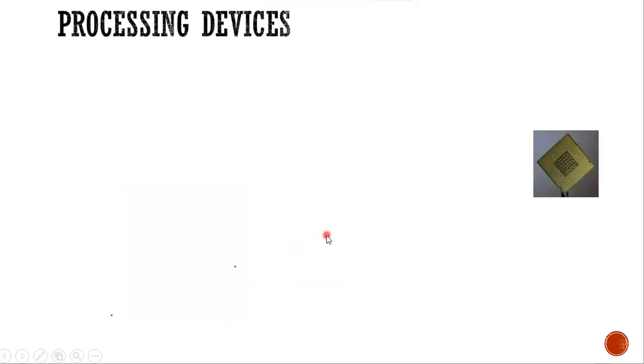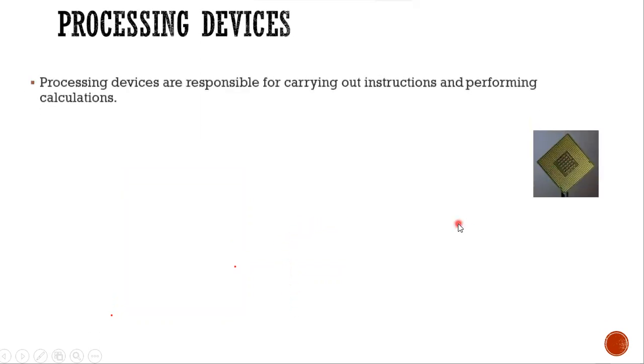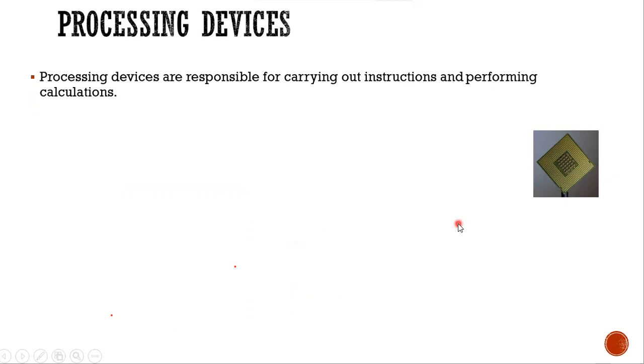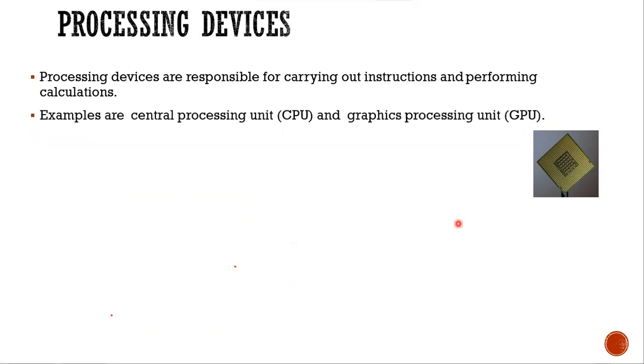Your processing devices are responsible for carrying out instructions and performing calculations. One is your CPU, your central processing unit, and the other one is your GPU, your graphical processing unit.